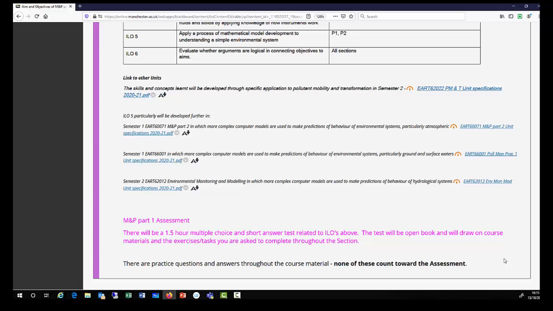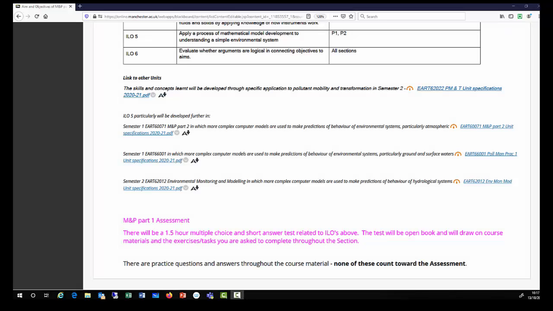There are practice questions which are in exactly the same format, and they're very similar to the questions that will be on the assessment. So after most sections there are practice questions, and you'll get answers to these, and we'll discuss them during our feedback sessions. None of the practice questions count towards the assessment, so you can take them as many times as you like. The most important thing is that you do the practice questions, because they'll give you a very good idea of how well you're doing and what's in the assessment.